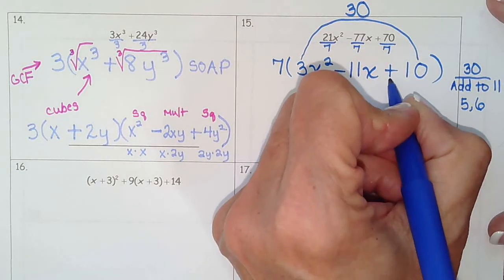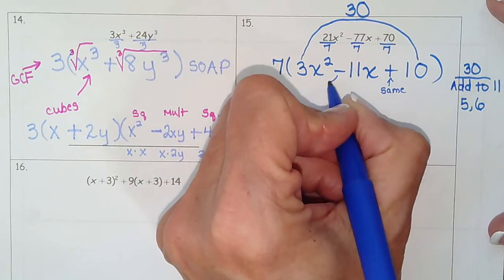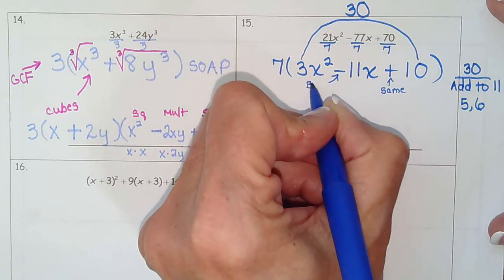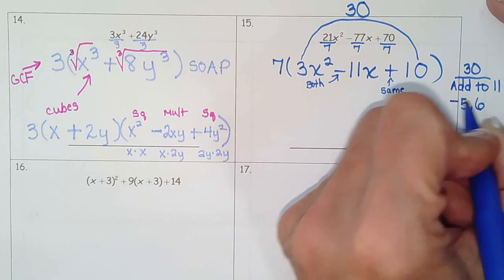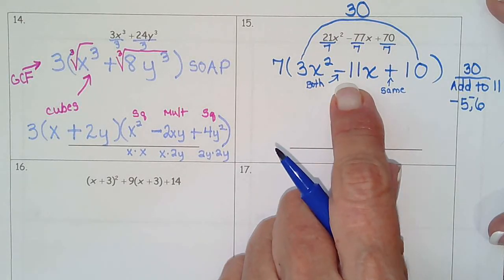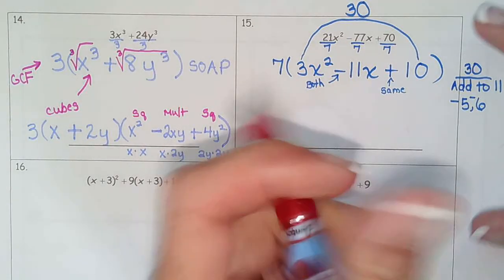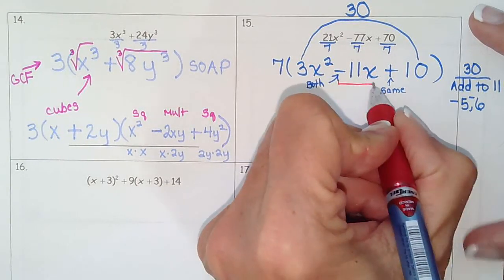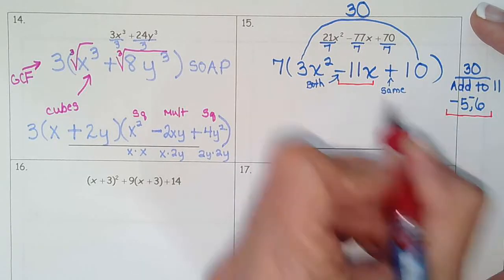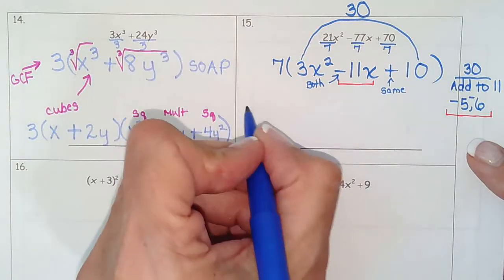Now we have to do the signs. This says they'll both be the same. And this says they're both going to be negative. So is negative 5 plus negative 6 negative 11? Yes. So now I'm going to take this out and replace it with those two. And remember, you have to use the same variable, so they're both going to have x.